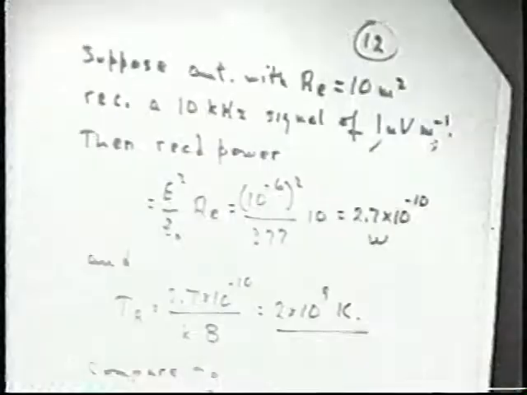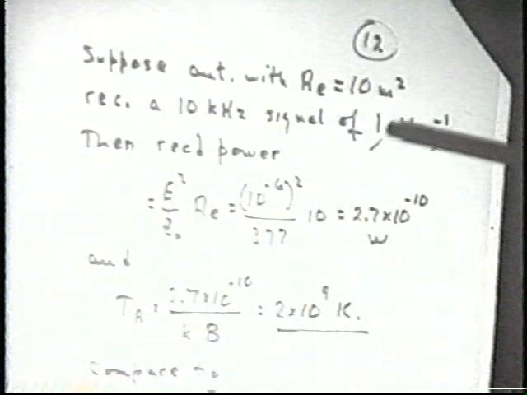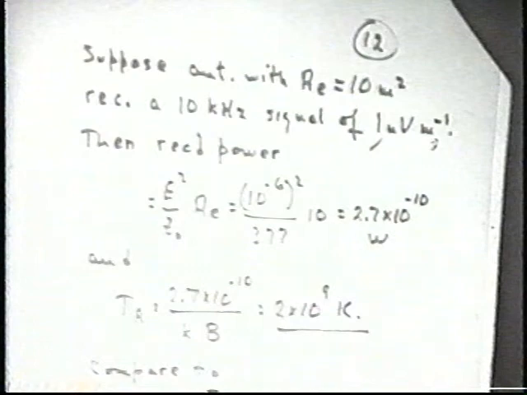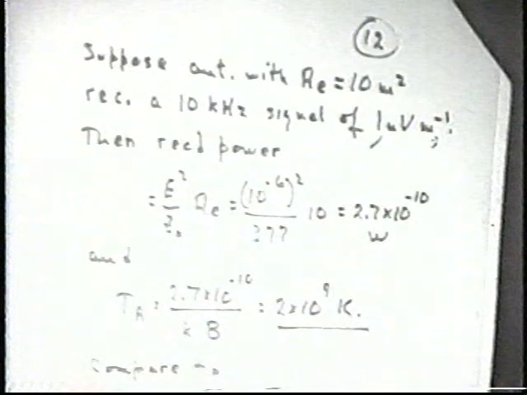Suppose, for example, that the antenna has an effective aperture of 10 square meters, receiving a 10 kilohertz bandwidth signal of 1 microvolt per meter. Now, you'd say 1 microvolt per meter, that's fairly weak. I mean, that's nothing terribly strong. Well, then the received power figures out to about 3 × 10⁻⁰ watts, rather low power.